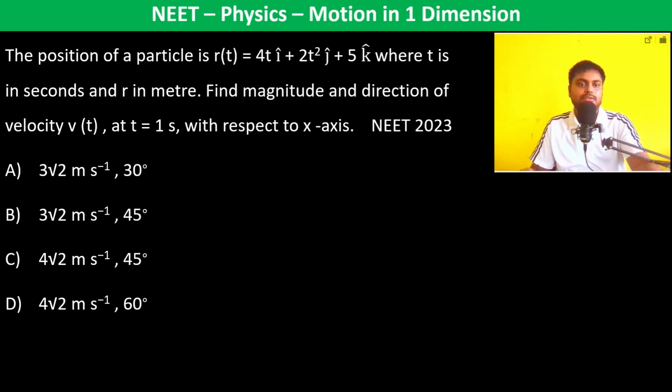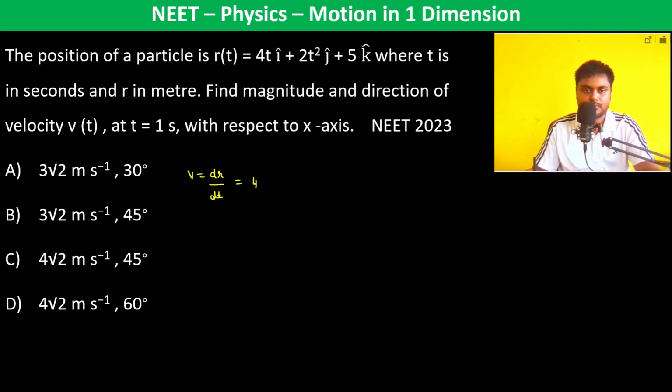Fine. The position of a particle is given by 4t i cap plus 2t square j cap plus 5 k cap, where t is in seconds, r is in meters. Find magnitude and direction of velocity at t equals 1 second. So the velocity is going to be dr by dt, which is 4 i cap plus 4t j cap plus, since this is constant, differentiation is going to be 0.